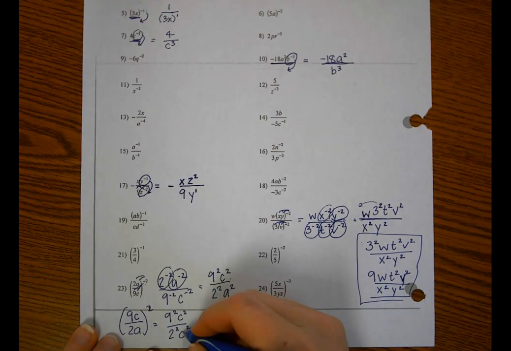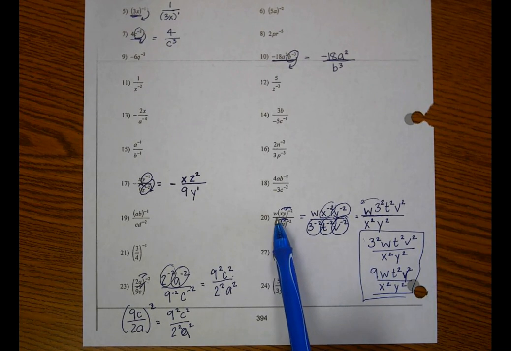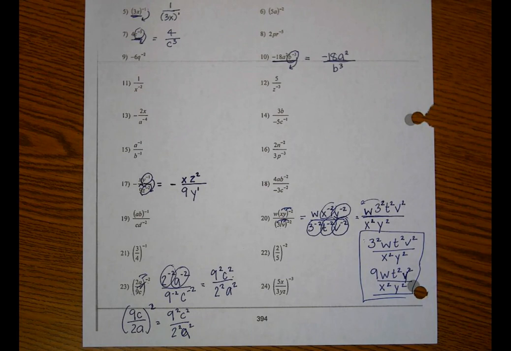But that only works if the whole thing is being raised to the negative power, that you can flip it over. In this case, since that w wasn't being raised to a negative power, it needed to stay at the top. So you want to be careful about what you're distributing the negatives to.